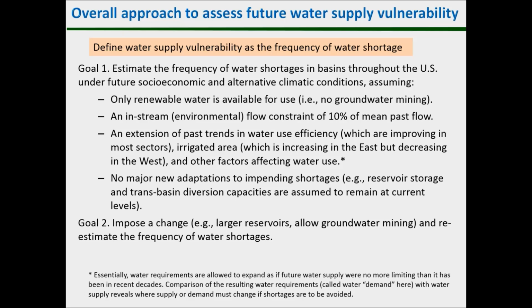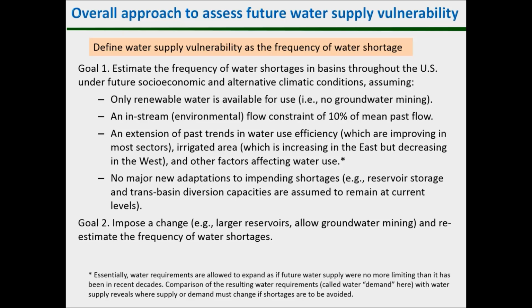Third, we extend past trends in water use efficiency, for example, and other factors affecting water use like irrigated area and electricity use, etc. And then we allow no major new adaptations to impending shortages. So we hold reservoir storage constant at its current level. We hold also transbasin diversion capacities constant at current levels.